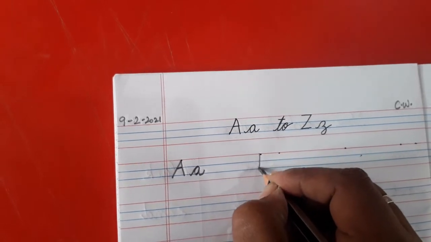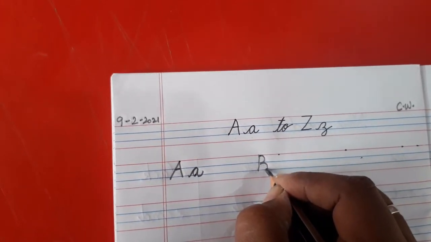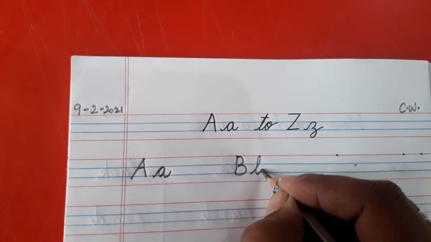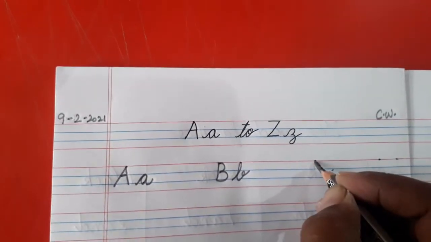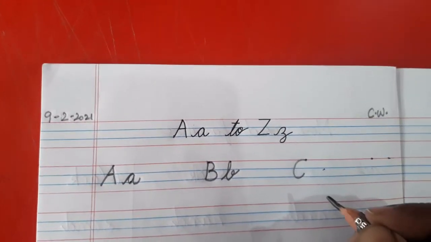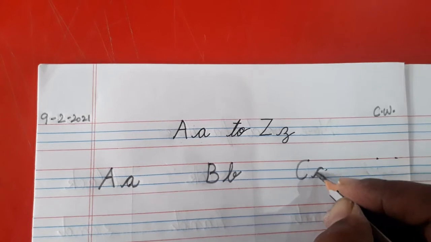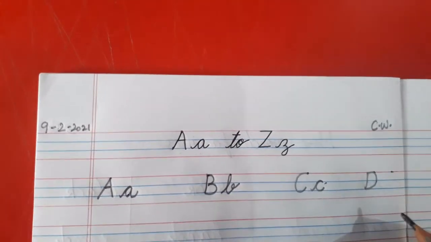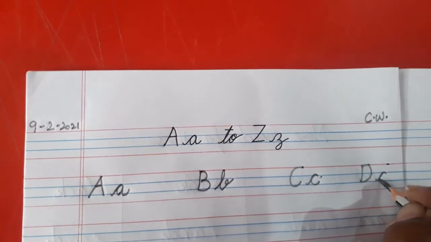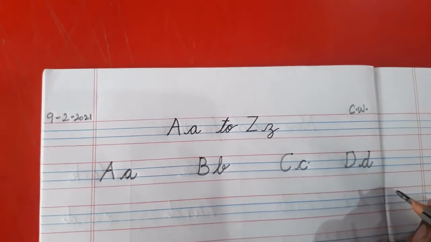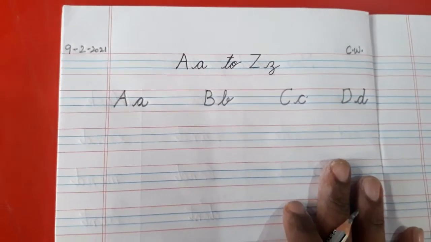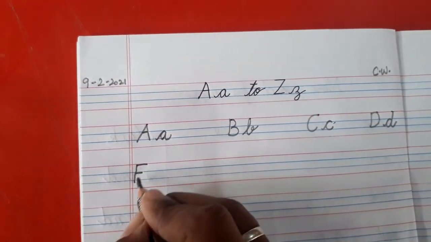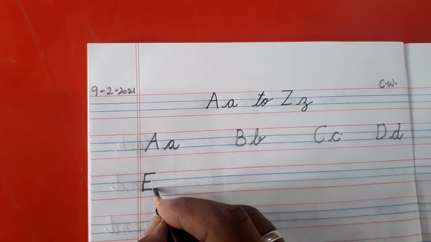Then we have B. The sound is B. Next we have C. What is the sound? K. Then we have D. And the sound is D. Clear? After this, which is the next alphabet? E. E. The sound is A.